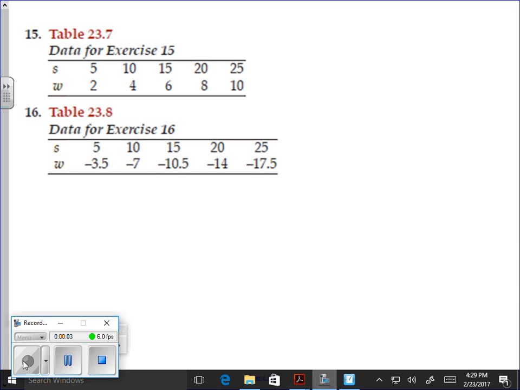Okay, as we finish up the section 23 assignment, we're asked if these are directly or inversely proportional.